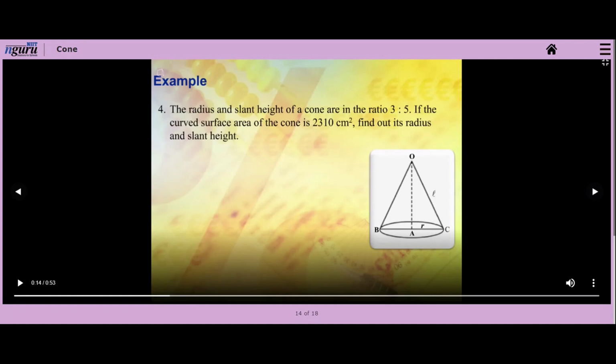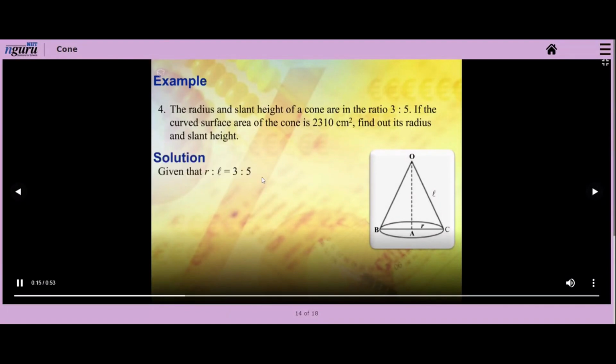147 centimeter radius, ma'am. 245 centimeter slant height. Radius. What is the value of x? 49, ma'am. No, x squared is 49. x will be 7. 7, ma'am. x will be 7.